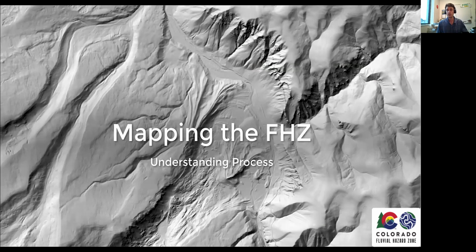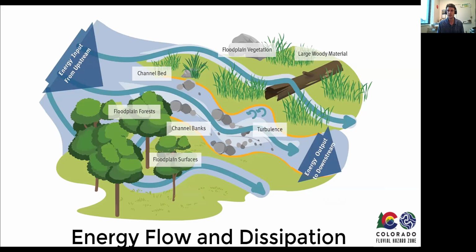So to map the fluvial hazard zone, first we need to think about processes. There's a lot of different processes to account for. One is the kind of balance of energy flow and dissipation through a river reach. As floodwaters enter a reach, they're going to interact with a lot of elements within the channel and floodplain.